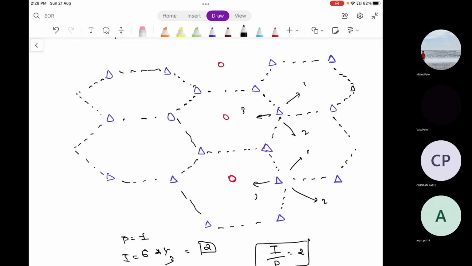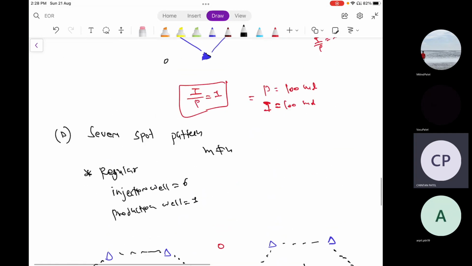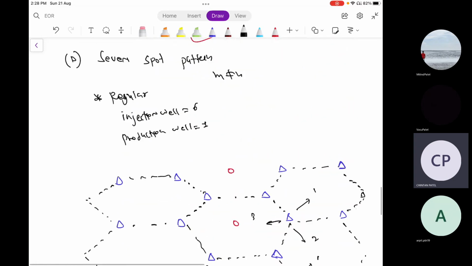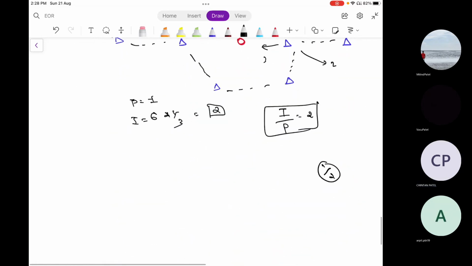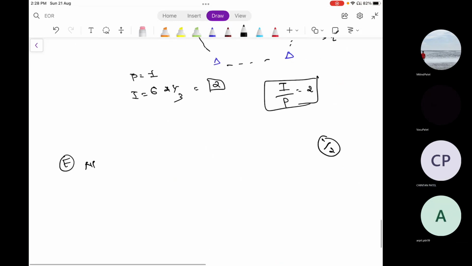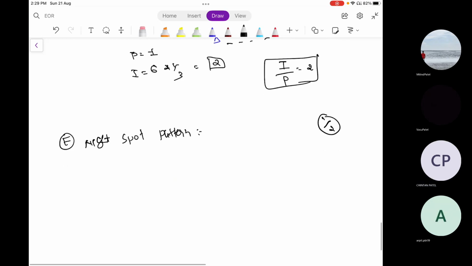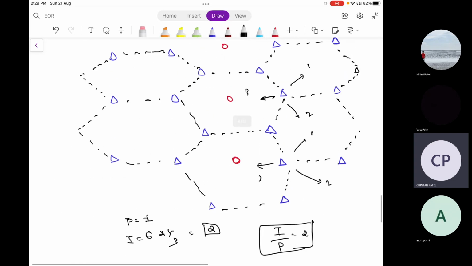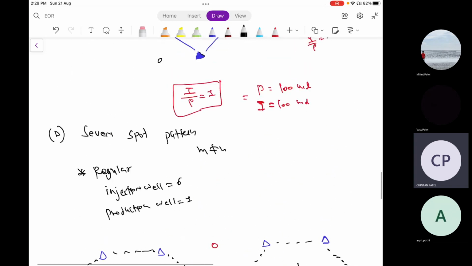Yes, sir. Yeah. So this is the 7 spot pattern, and the last one is the 9 spot pattern. In the 9 spot pattern, let's say we have a regular one. Okay. So are you able to visualize or identify the inverted pattern if you know the regular pattern?